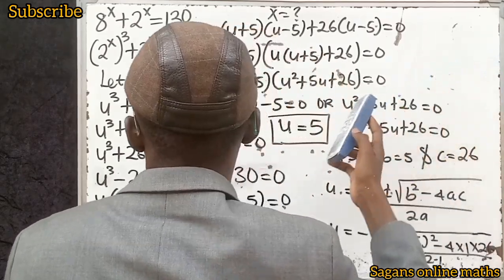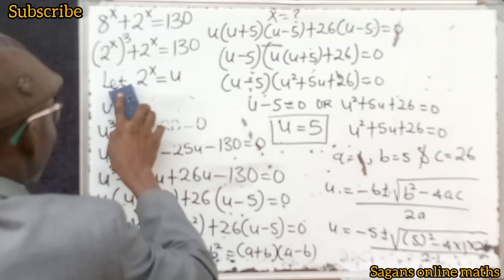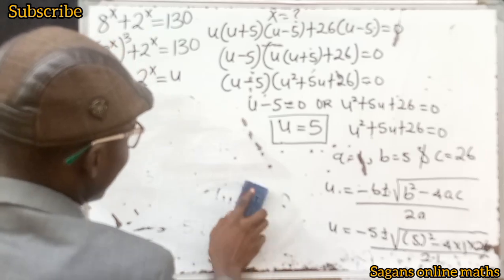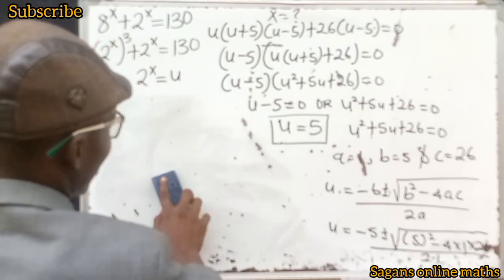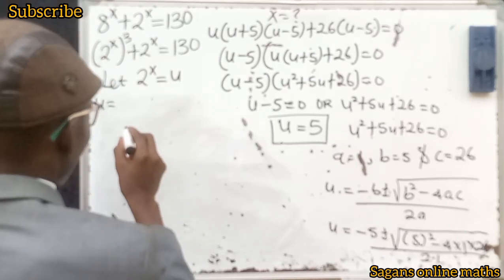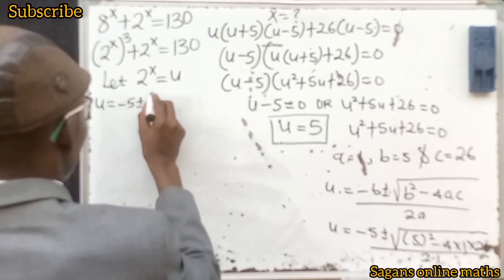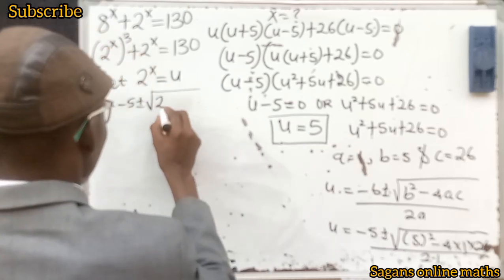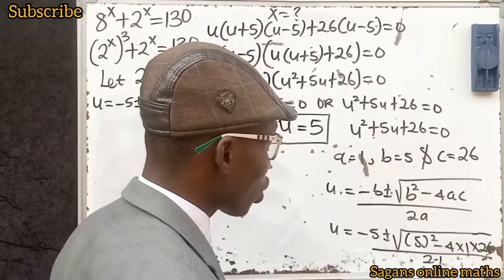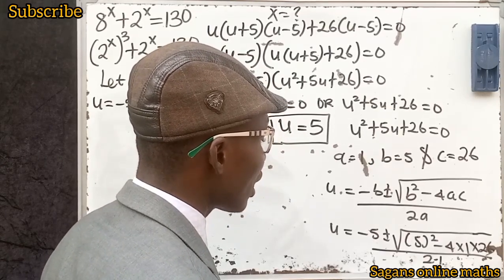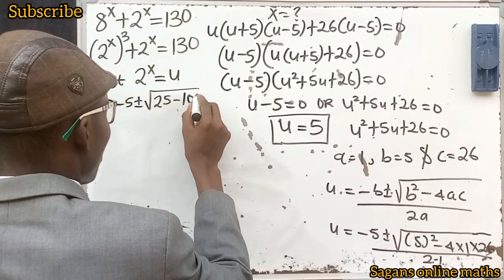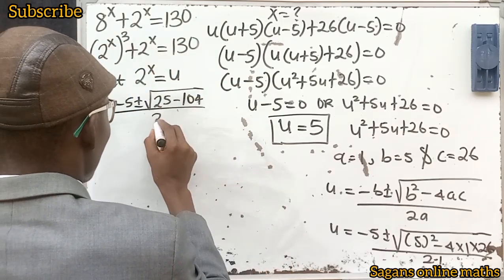Now from here, let me remove this. This is an amazing question. That means u equals minus 5 plus or minus the square root of 25 minus, now let's see, 4 times 1 is 4, and 4 times 26 gives us 104. So this is 25 minus 104, divided by 2, because 2 times 1 is 2.